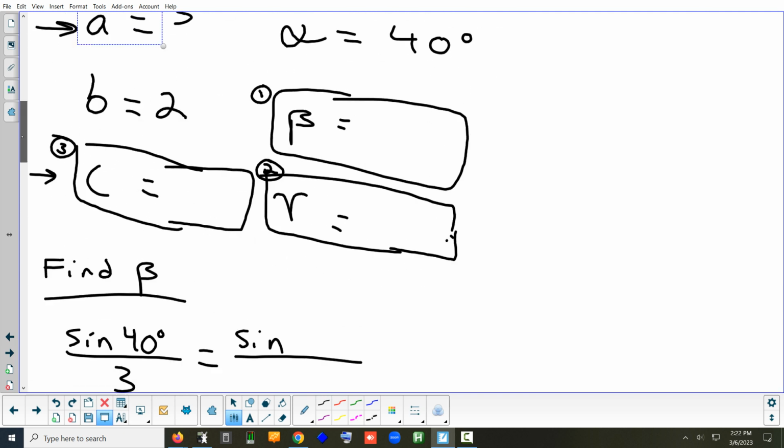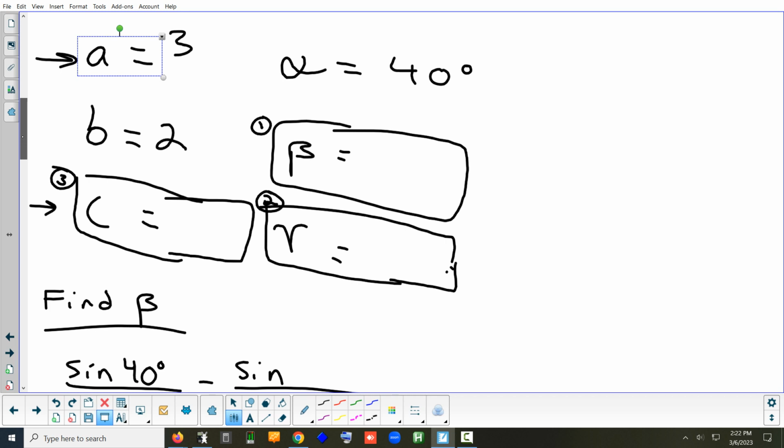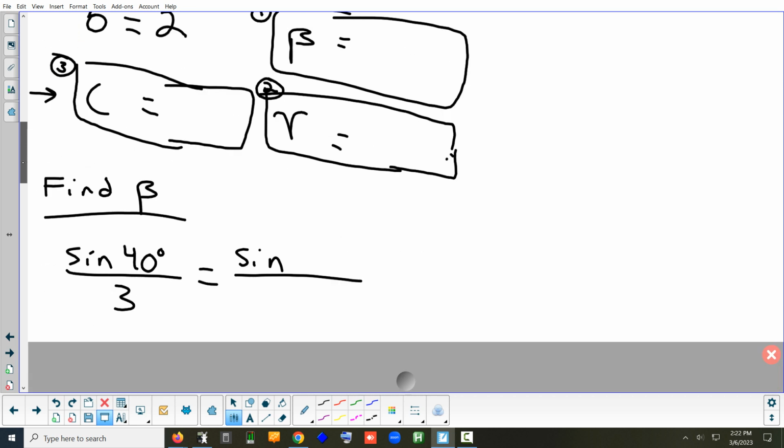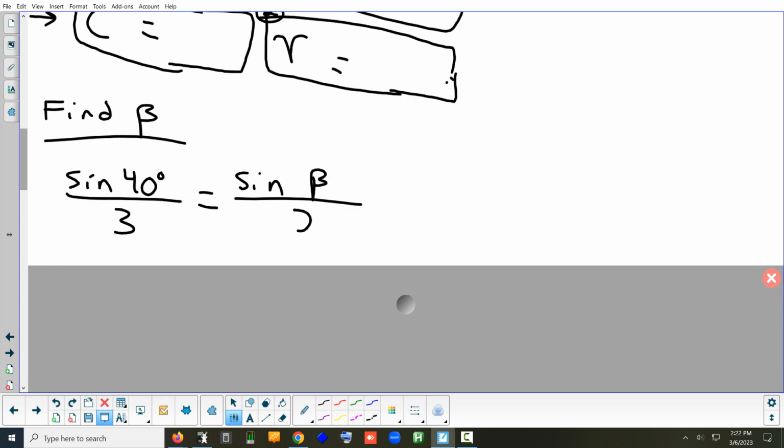Could you put sine beta over 2? You have to. Yeah, you have no other option. I guess if your question was, could you put this on the left and put that on the right, you could. But you've got to have this as one of your fractions and this is the other one. Okay, now cross multiply and let's see what happens.